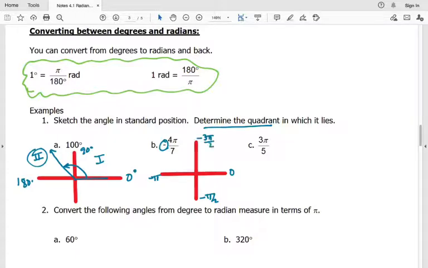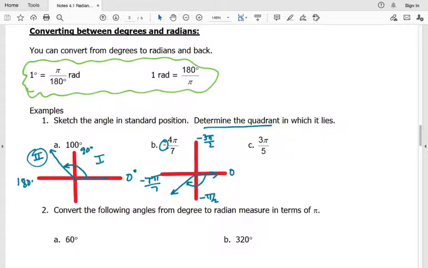Okay, we've got a denominator of 7. So I'm going to think of this negative pi as a negative 7 pi over 7. So a negative 4 pi over 7 would be about right here in this quadrant. So we've got an initial side and then a terminal side. Right here. So that would represent a negative 4 pi over 7.